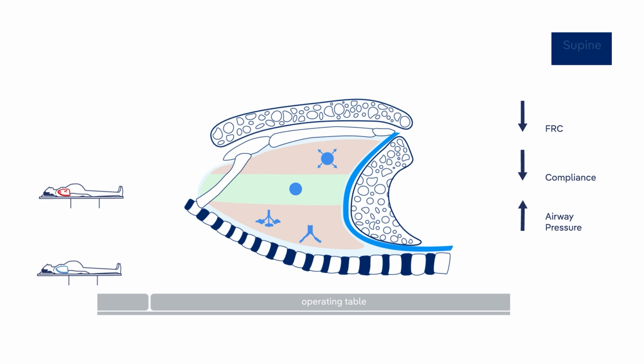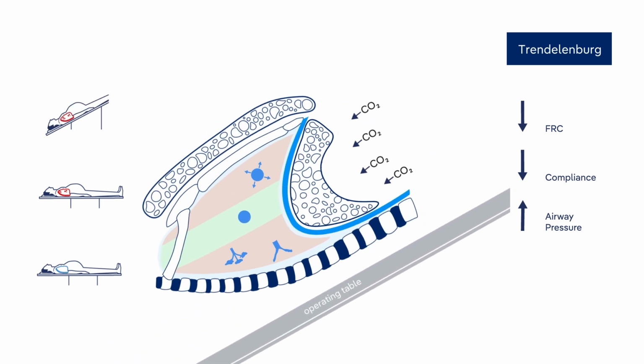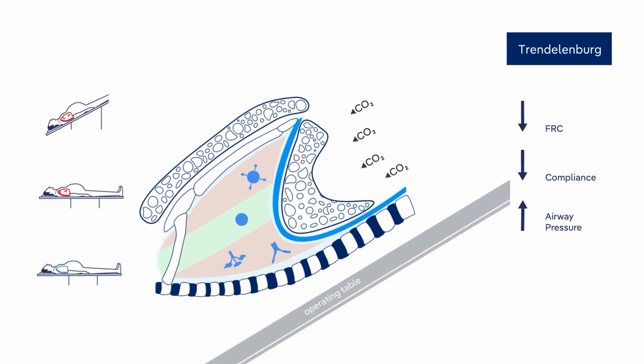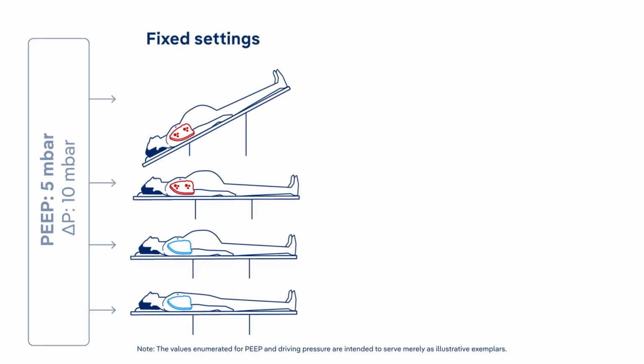When you add surgical factors such as capnoperitoneum or the Trendelenburg position, often seen in laparoscopic and robotic-assisted procedures, the situation becomes even more complex. These conditions further reduce functional residual capacity and respiratory compliance, while increasing airway pressure, making patients particularly susceptible to atelectasis in dependent lung regions. In these scenarios, traditional ventilation strategies may fall short.